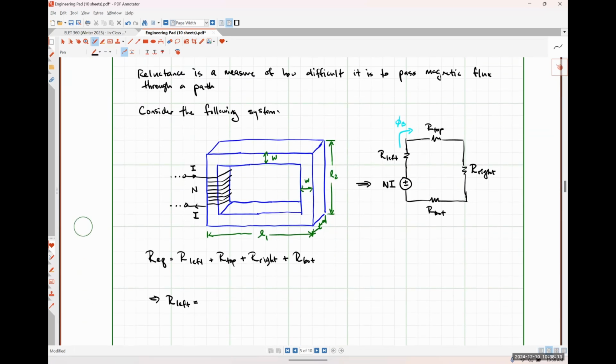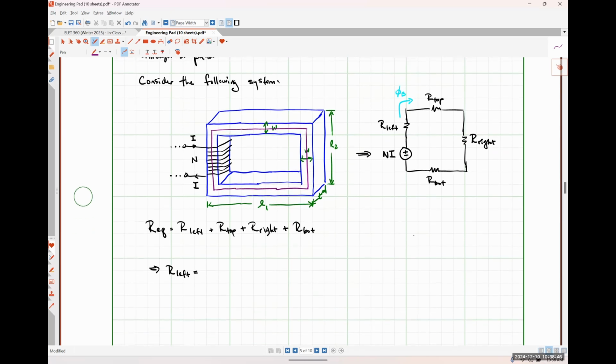So let's try to define what our average flux path here might look like, okay? I think it's going to flow effectively in the middle, which is exactly how we treated it for our toroid, okay? So we've got some average flux length of the left-hand leg, some average flux length on the top, some average flux length on the right-hand leg, and some average flux length on the bottom, like so. So how would we quantify this average flux length for just the left-hand leg in terms of the dimensions that we were given?